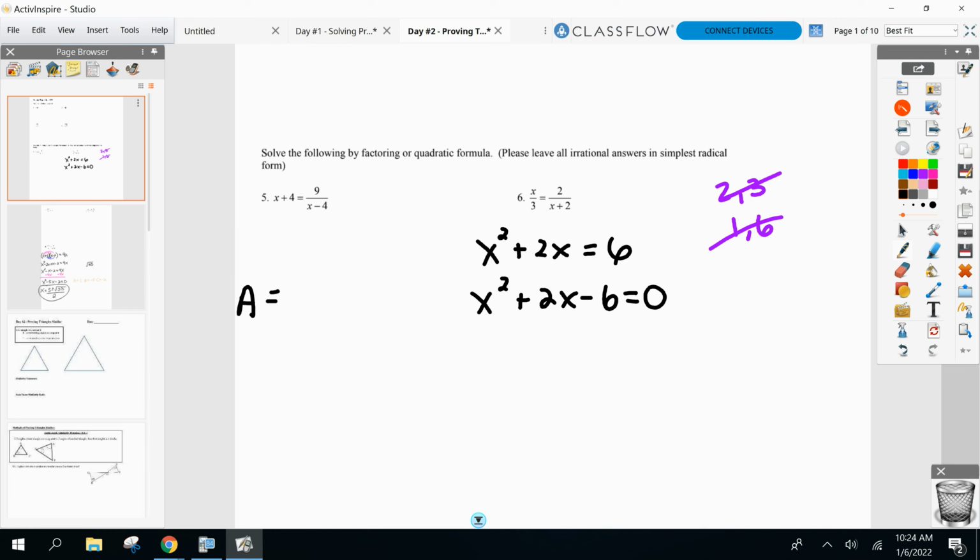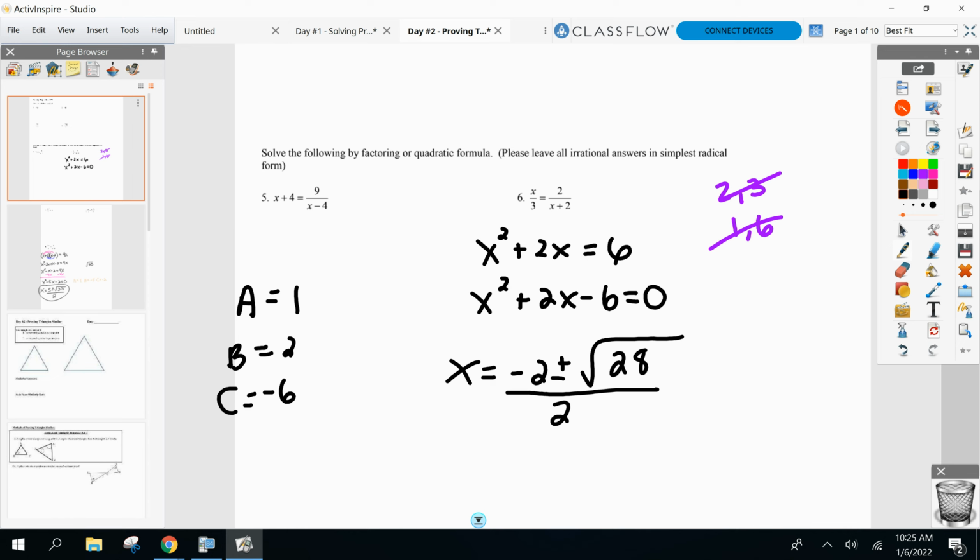I'm going to keep asking, what's your A value? 1, B, 2, and C, -6. So x equals -2 plus or minus, you said what, 28? Square root of 28 all over 2. All right, now let's slow it down. You can break down 28, so I need you to keep going because this is not simplified yet. What does 28 break down into? Biggest perfect square would be 4 times 7. So this breaks into 2 square root of 7.